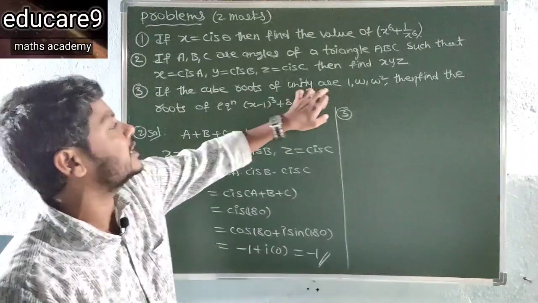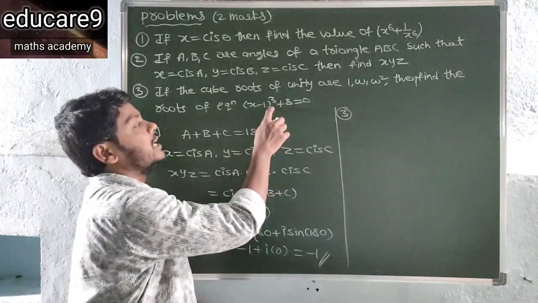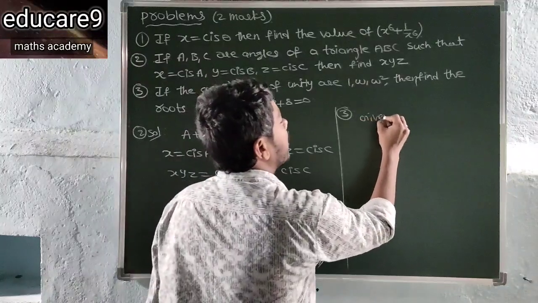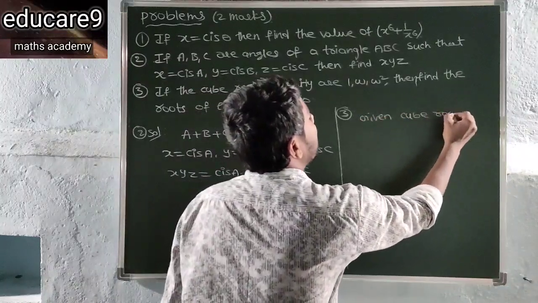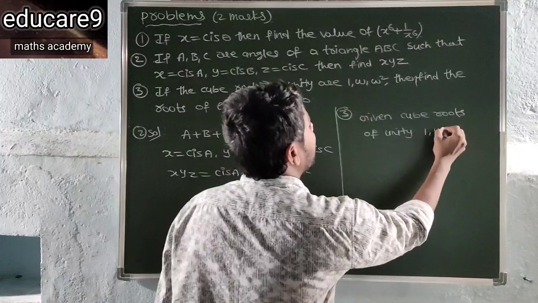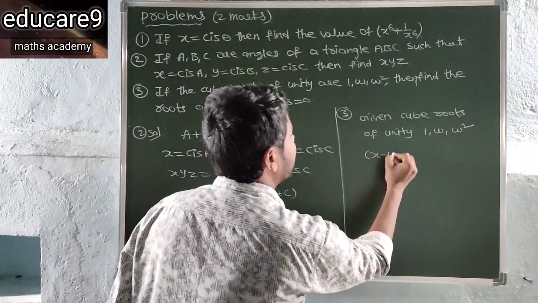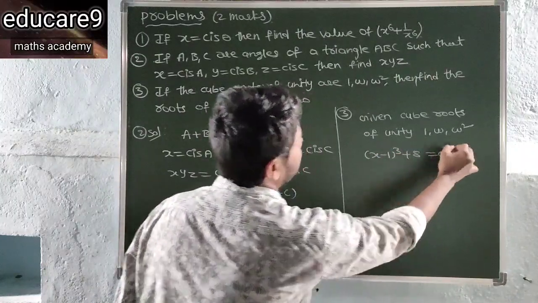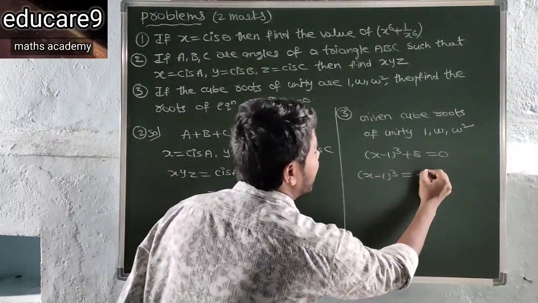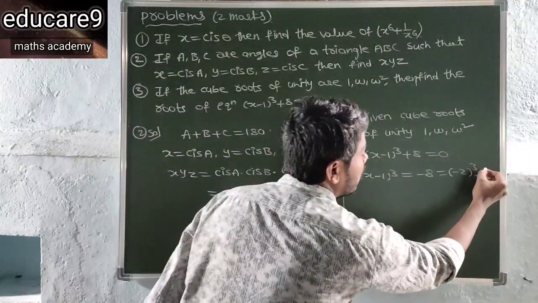So see here the third solution. If the cube roots of unity are 1, omega, omega square, then find the roots of the equation (x minus 1) whole to the power of 3 plus 8 equals 0. So see here, given cube roots of unity. So what are the cube roots of unity? 1, omega, omega square. Now see here, given equation is (x minus 1) whole to the power of 3 plus 8 is equal to 0. So from this, (x minus 1) whole to the power of 3 is equal to minus 8. This can be written as (minus 2) to the power of 3 into 1.